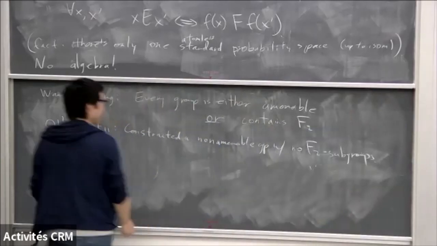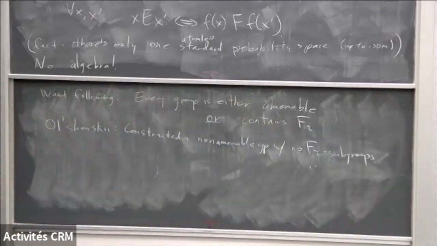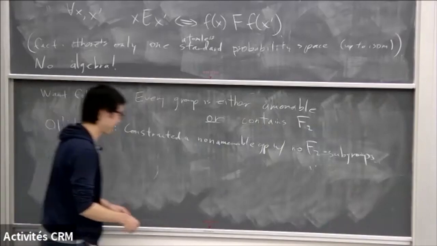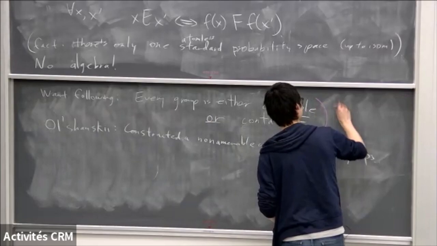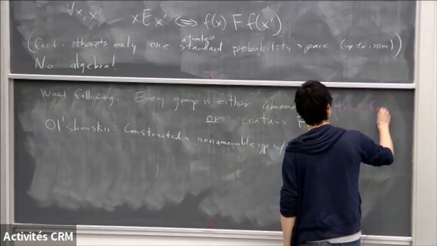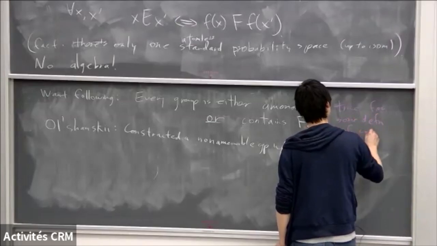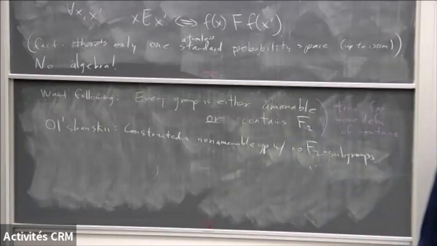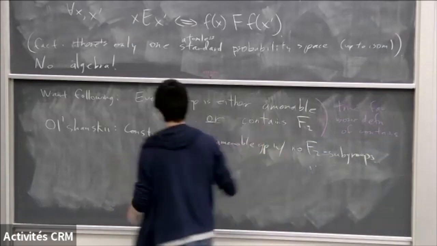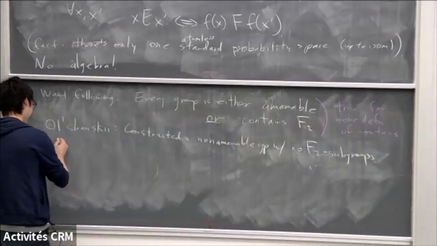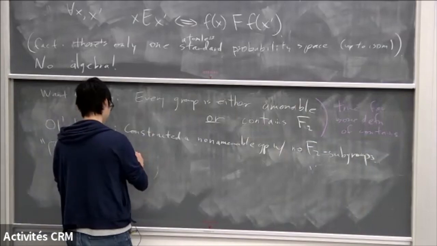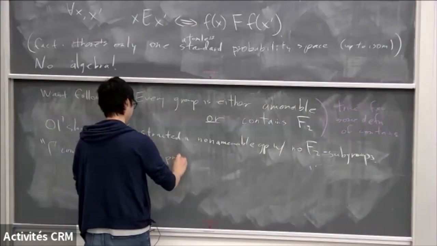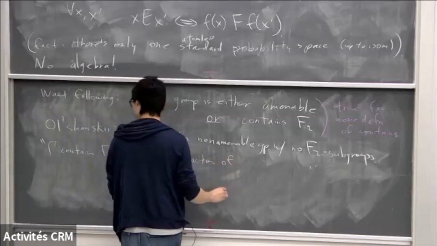Okay, so we want this, but unfortunately this is not true. But I didn't really say what contains F2 means. It turns out this is true, for some definition of contains. Maybe I'll tell you the definition now. What I mean by contains F2 is the following, if you take this as the definition: gamma contains F2 if there exists a free PMP action of gamma.